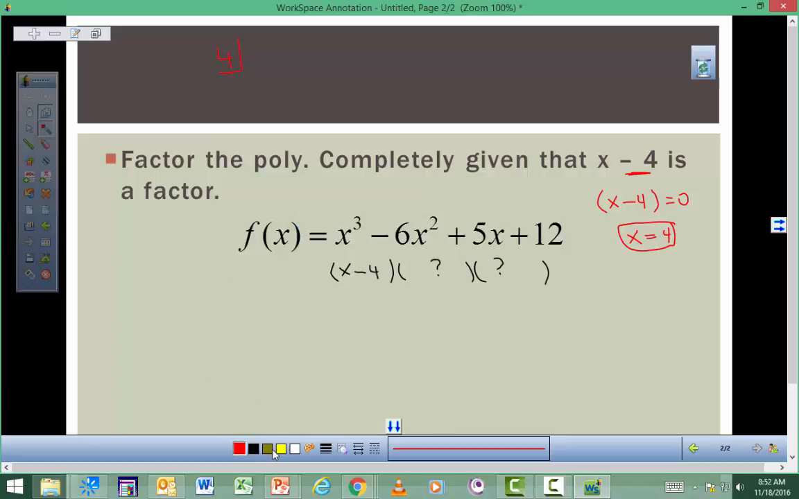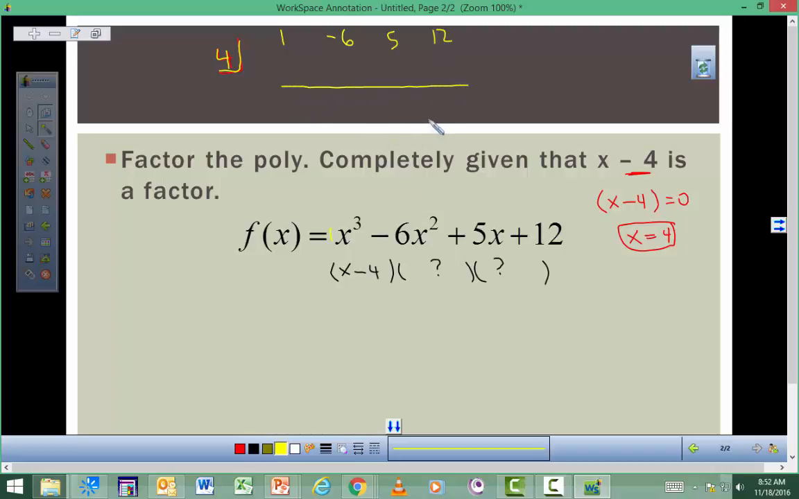Ooh, can't see that very well. Now I can see it better, right? Yeah? Okay, so then I'm going to use these polynomials. So we're going to use these coefficients. 1, negative 6, 5, and 12.